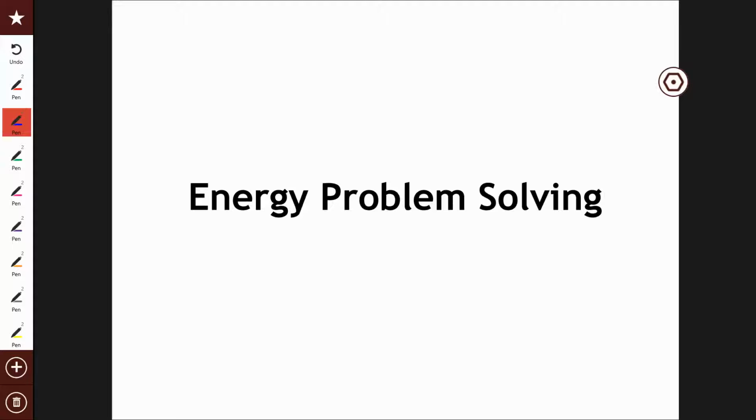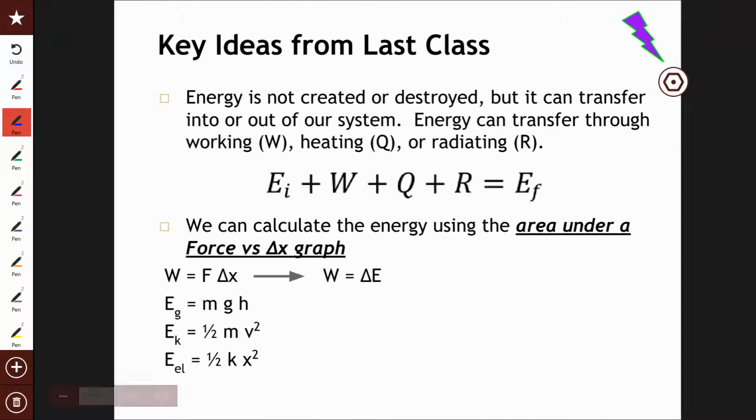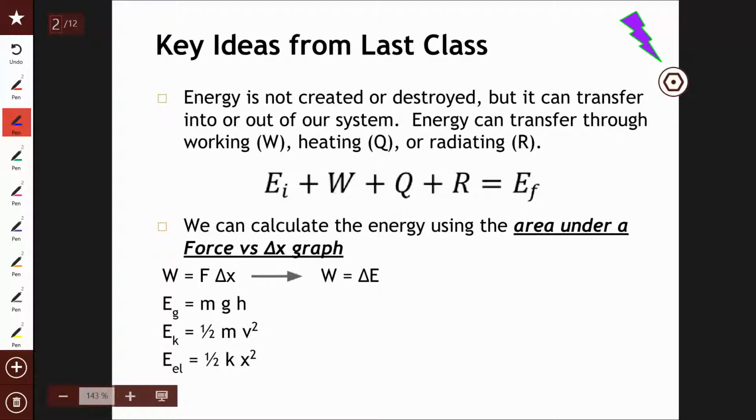Okay, so we're going to talk about energy problem solving today. As we do pretty much with everything, right? We start with basics and then we learn how to solve problems and then we just go from there. So from last class, just again a pretty common review. This is our most important equation that we're going to talk about probably all year long, right?